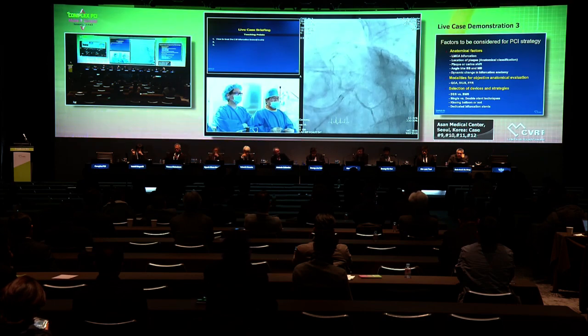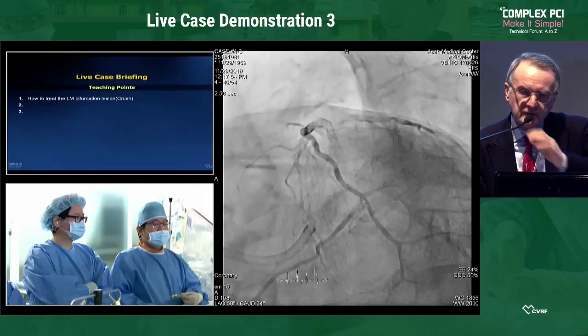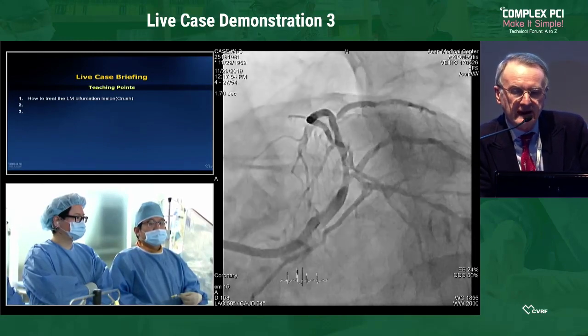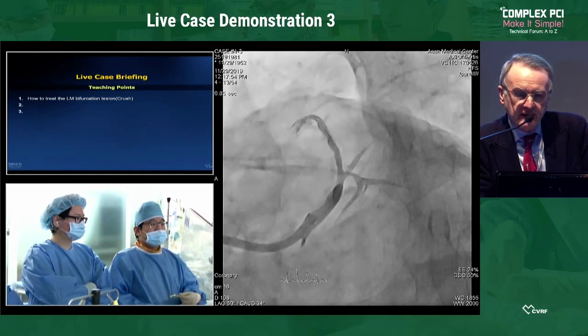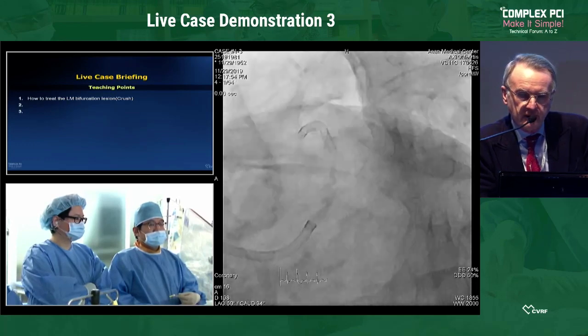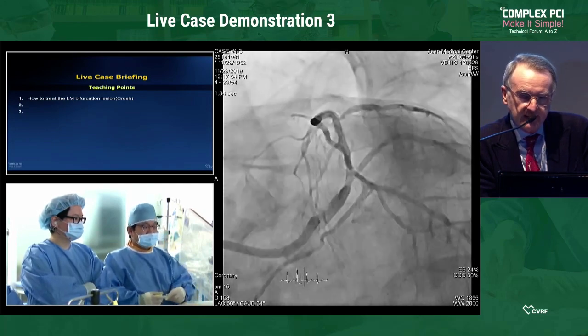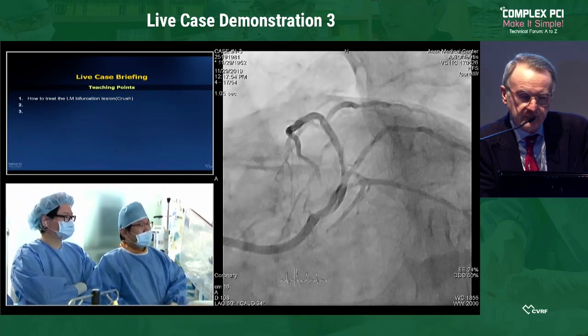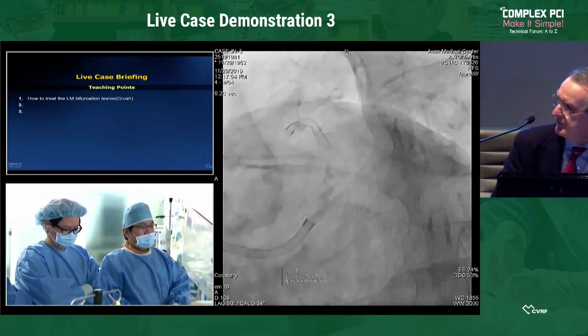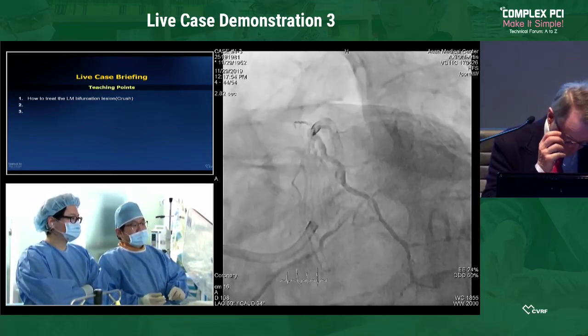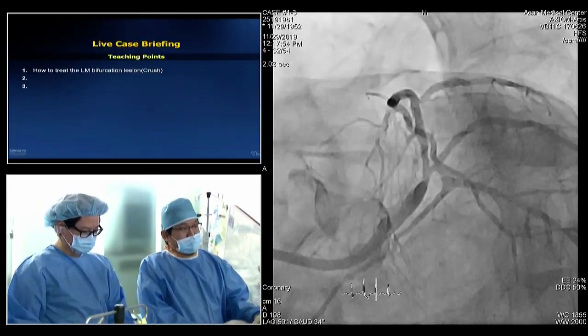I think here the most difficult decision is for the circumflex. The LAD is a clean shot, the left main and LAD. But what we would do in this long diffuse disease circumflex is predilate and, if the result is acceptable, use a drug-eluting balloon and avoid stenting if possible. But it's up to you. You are the operator. Okay, but the problem is wiring.